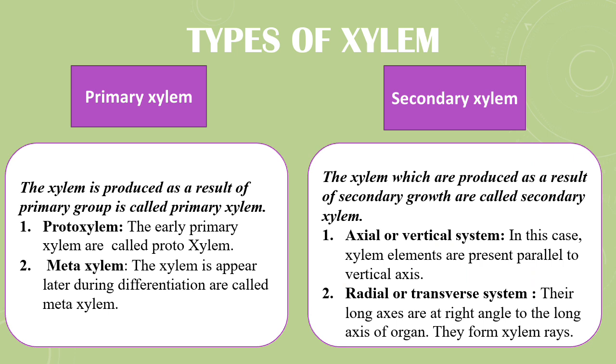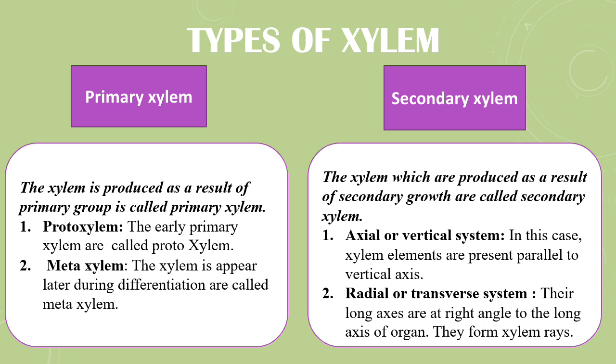Types of xylem: primary xylem and secondary xylem. The primary xylem is the xylem which is produced as a result of primary growth. Protoxylem and metaxylem are the primary xylem. The early primary xylem is called protoxylem, and the xylem that appears later during differentiation is called metaxylem. The xylem which is produced as a result of secondary growth is called secondary xylem.